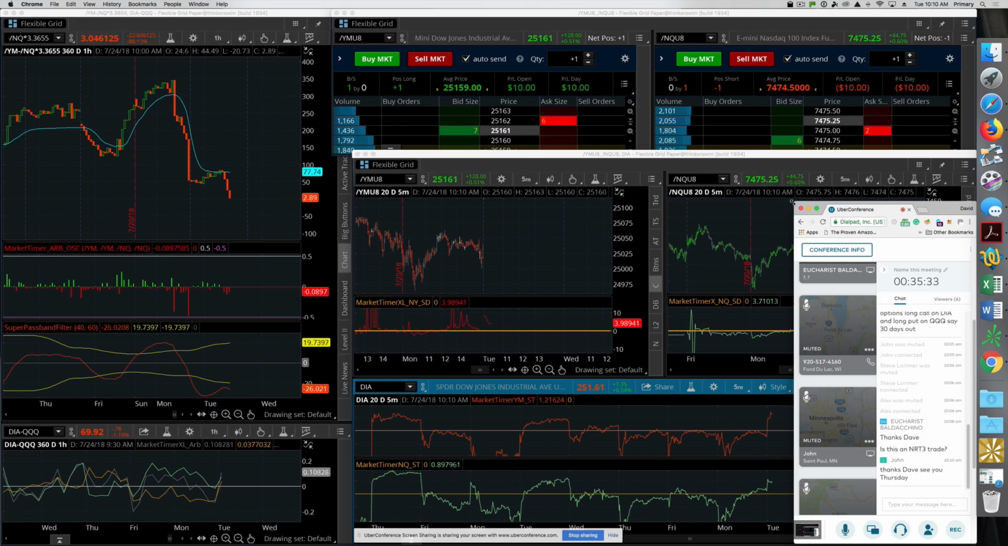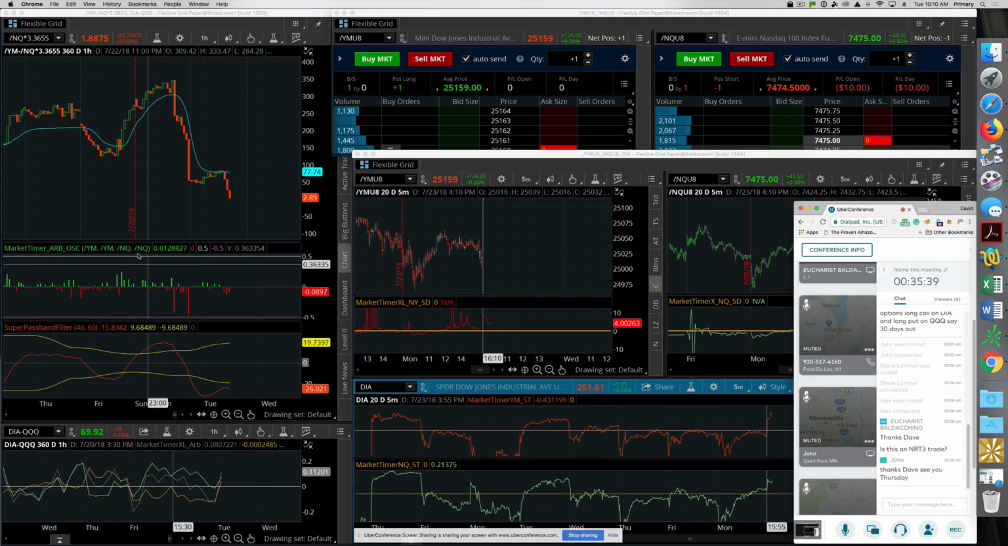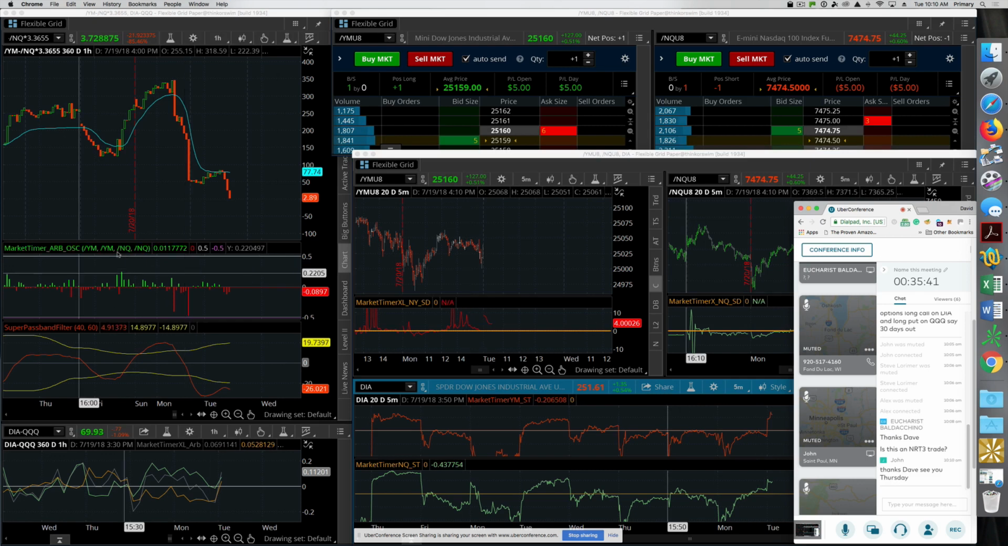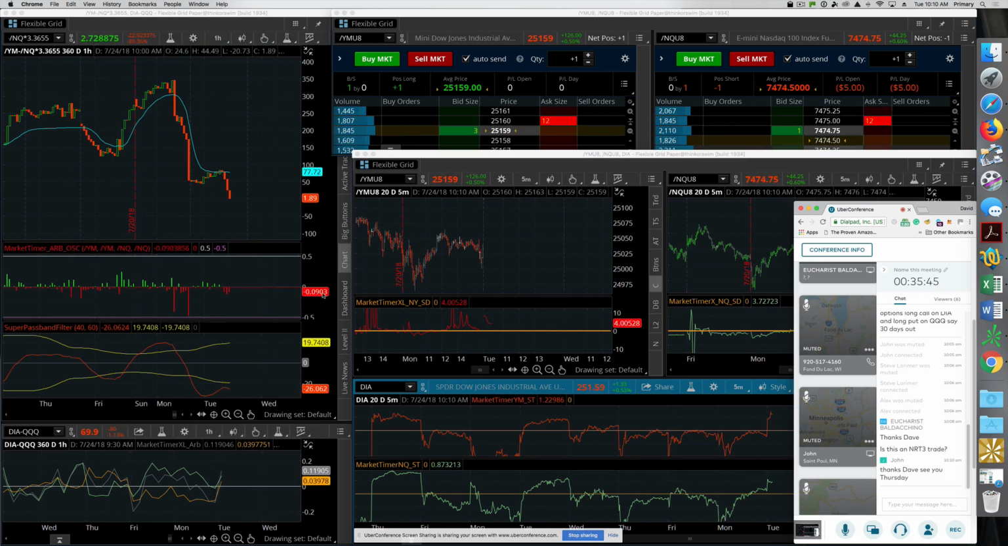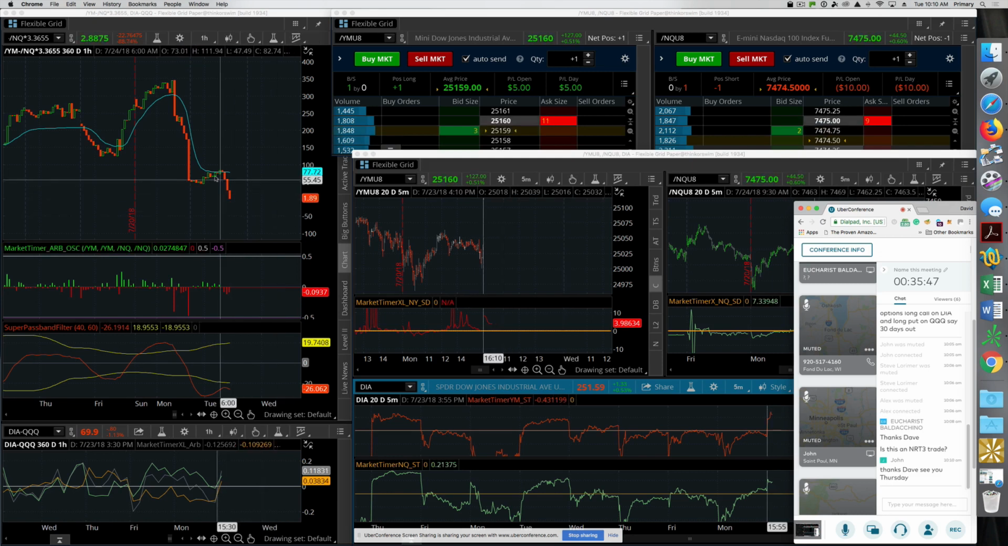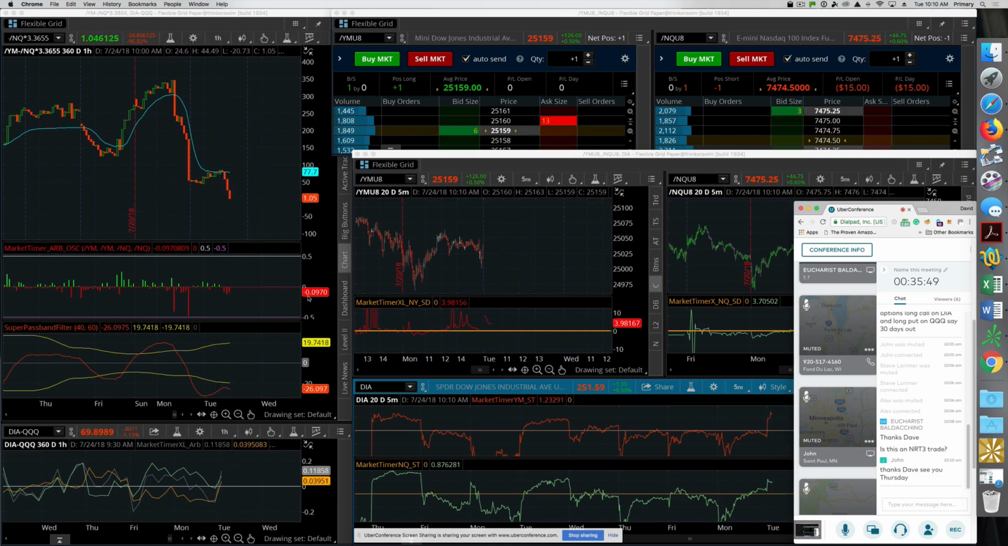All my indicators look pretty good, so I'm going to put on, let me just see here. This is a script up here. This is the arbitrage oscillator. It tells you what the percentage changes when the YMNQ starts to decline. So right now it's down minus 0.1%.